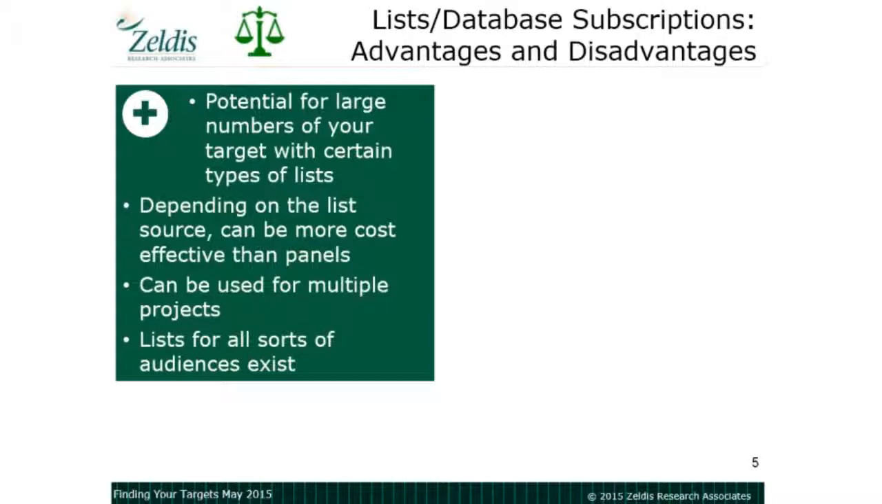Purchased lists or database subscriptions can give you a large number of your target for certain types of lists. Depending on who the list source is, it can actually be more cost effective than using panels. You can use the list multiple times throughout the year. The same list can be used, and you'd be surprised to see what kind of lists are out there. I think some people don't realize that there are lists out there for different kinds of populations.